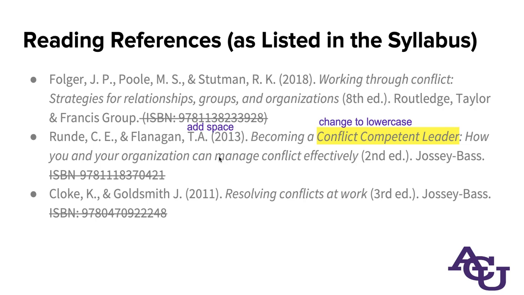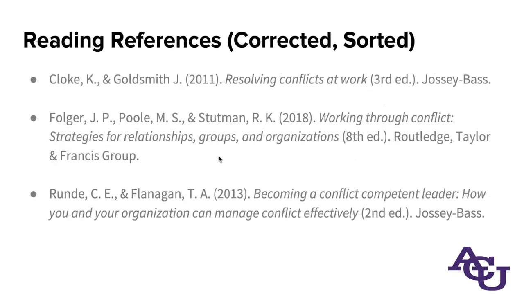So I've shown some of the changes you'll need to make. So if you are copy and pasting those pieces of information from the references list, delete the ISBN numbers. For the Rund and Flanagan thing, add a space between those initials. Change conflict competent leader to lowercase so that it follows sentence case rules there. And then make sure you put them in alphabetical order. So it should look like this.